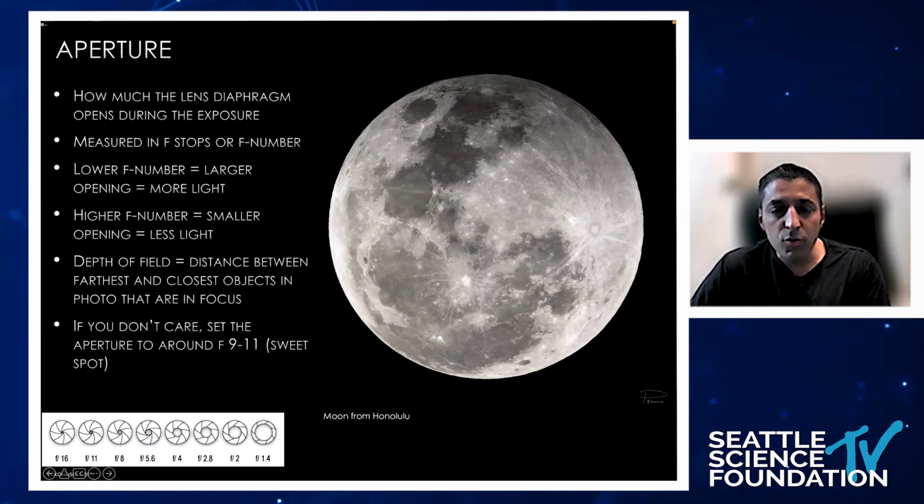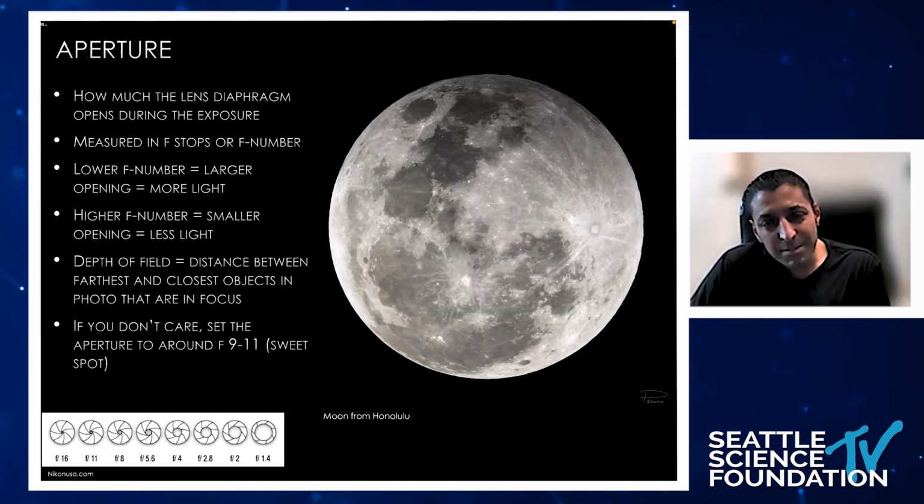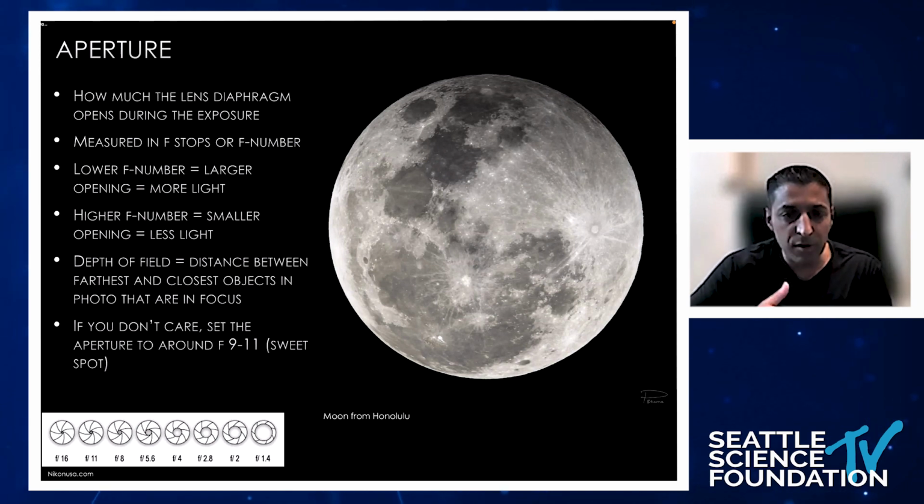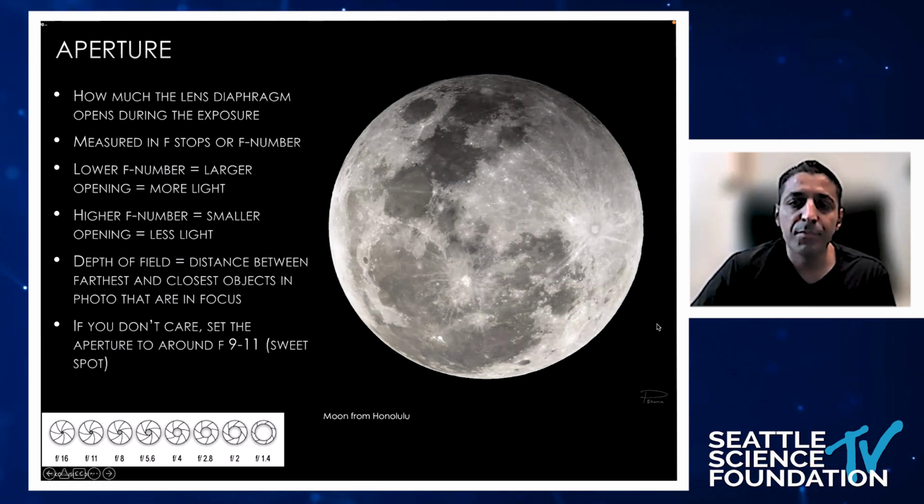This image of the moon was shot with an f number of about 5. And that's because in this image, depth of field was not that important. The moon is so far away from us that I don't really care if the closer aspects and the further aspects of the moon are in focus relative to one another. The whole moon itself is so far away that it really doesn't matter.